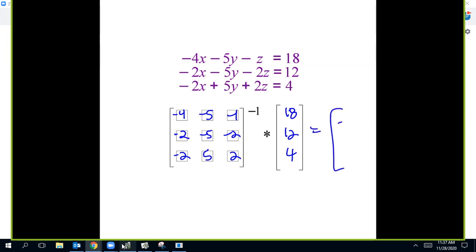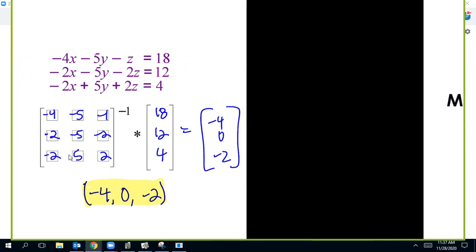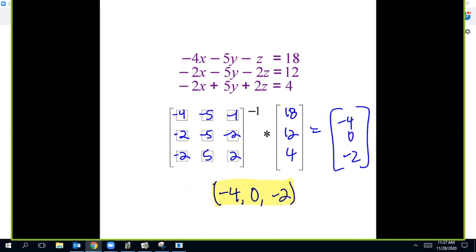-4, 0, and -2. And we want to write those as an ordered pair like that. And then we will highlight this. And that's our answer. I do want to quickly just show you guys, remember how the Desmos, because that's going to be just as easy.